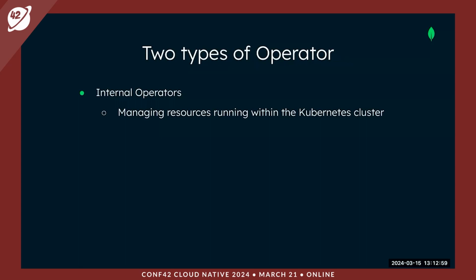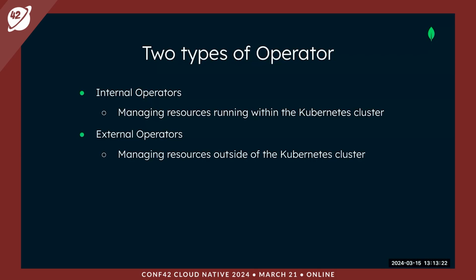Internal operators focus on managing resources that are entirely within the Kubernetes cluster itself. These resources are the core building blocks of applications deployed within Kubernetes. They use both built-in and custom resource types, including things like deployments, stateful sets, persistent volumes, and so on. On the other hand, external operators extend Kubernetes' reach by managing resources that reside outside of the Kubernetes cluster. This might be a self-hosted service running outside of Kubernetes, something running in one of the hyperscalers, or any other external service like MongoDB's Atlas Developer Data Platform.